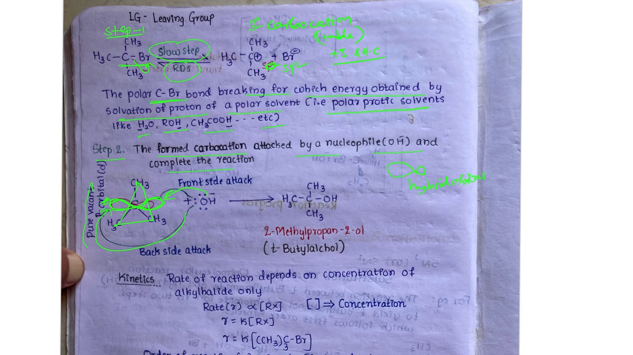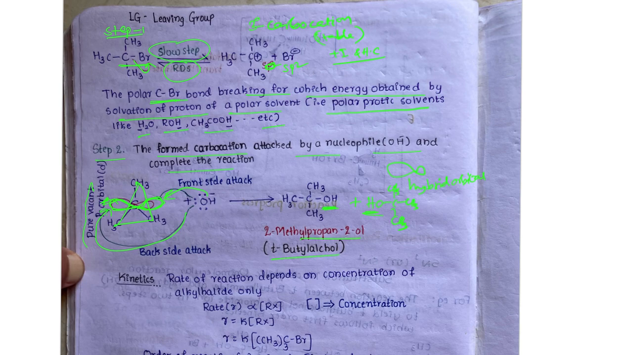In case of front side attack, OH comes from the front side. Then this is OH, this is CH3, CH3, CH3. Then two products are formed, one by front side attack of OH, another by back side attack of OH. 2-methylpropan-2-ol. This is called tertiary butyl alcohol.